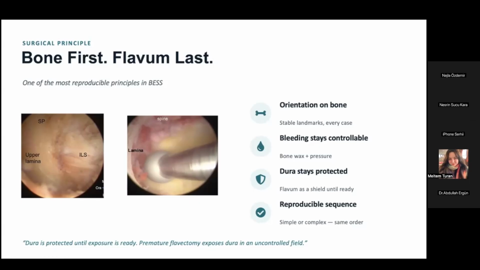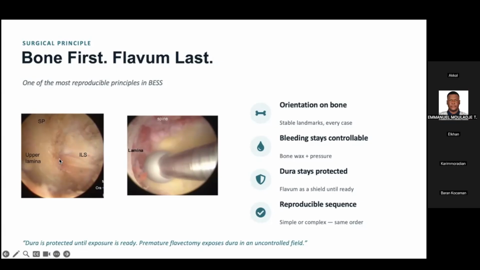So first of all, your triangulation: confirm your level, create your space, your operating window, and then clear your lamina, the lower lamina of the upper level, in this case the left, and see your interlaminar space. When you see it, you start the drilling.